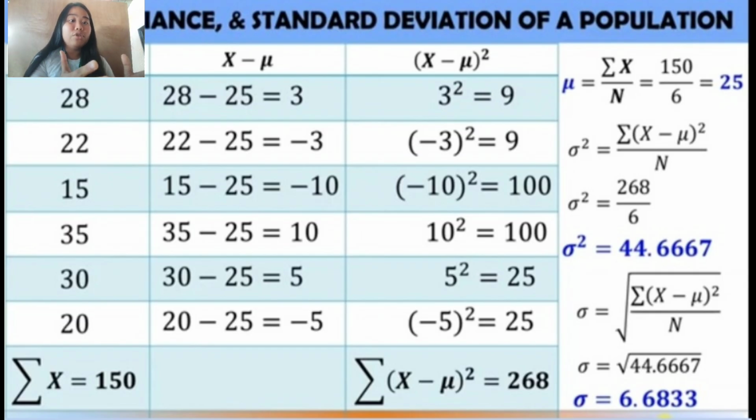So, when you get to the third column, you square them. So, 3 squared is equal to 9. Squaring negative 3 is equal to 9. Then, negative 10 squared is equal to 100. And 10 squared is equal to 100 also. And 5 squared is equal to 25. And negative 5 squared is equal to 25.